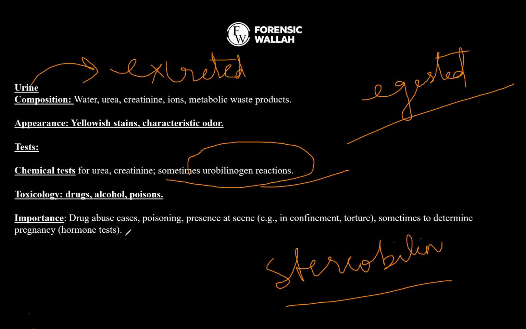In terms of toxicology, urine is used for drug analysis, alcohol analysis, poison analysis, and all of these. For drug abuse cases, poisoning cases, even pregnancy cases, urine is a very important sample as certain hormones are present in your urine which can be analyzed.